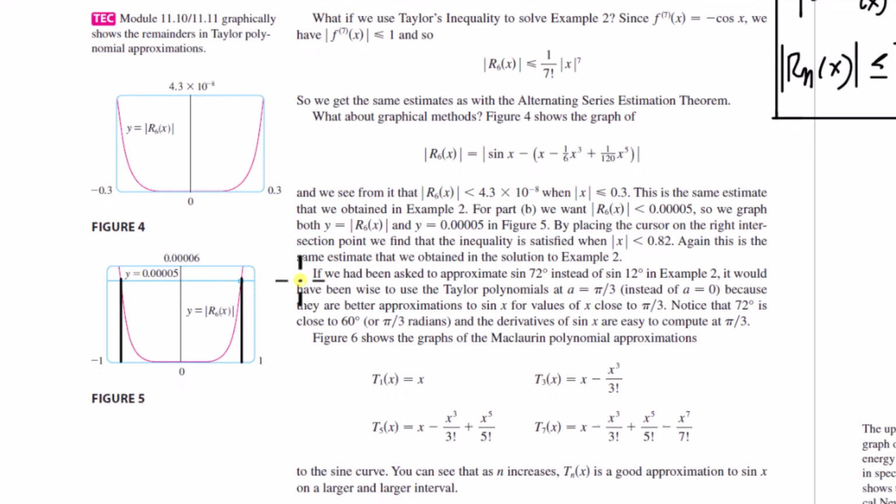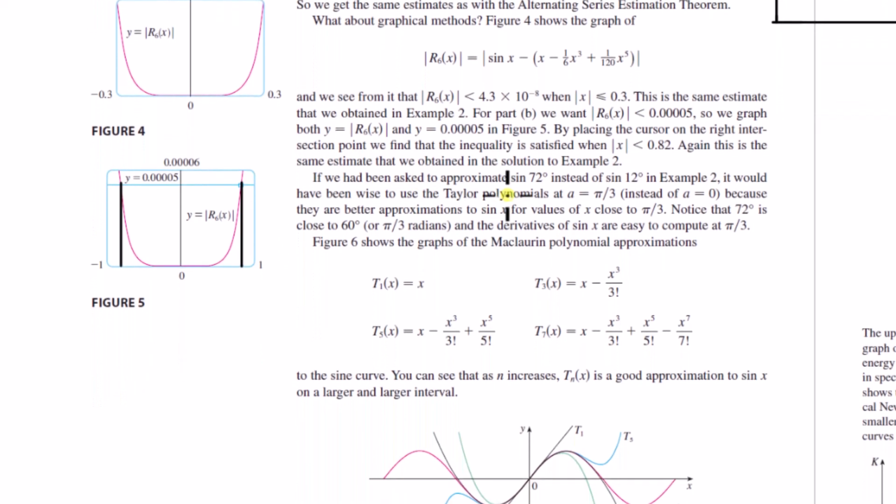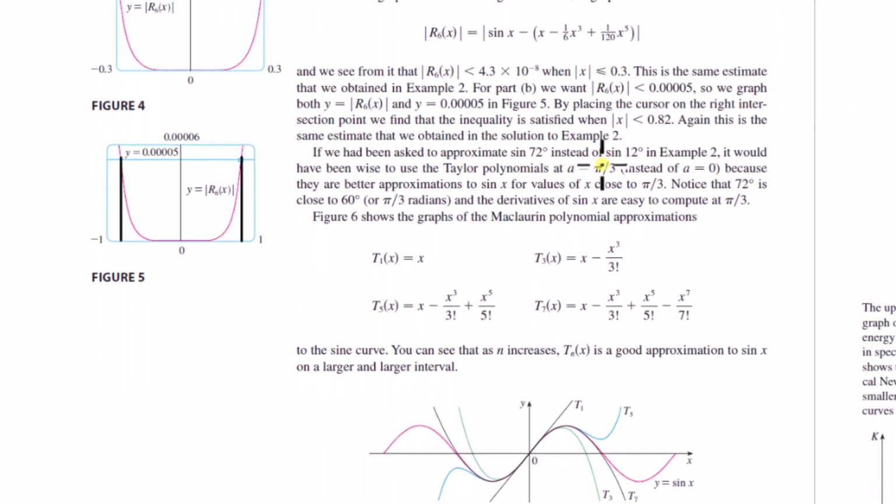Okay, now it says if we had been asked to approximate sine of 72 degrees instead of sine of 12 degrees in this example, it would have been wise to use the Taylor polynomials at a is equal to pi over 3 instead of a is equal to 0, because they are better approximations to sine of x for values of x close to pi over 3.